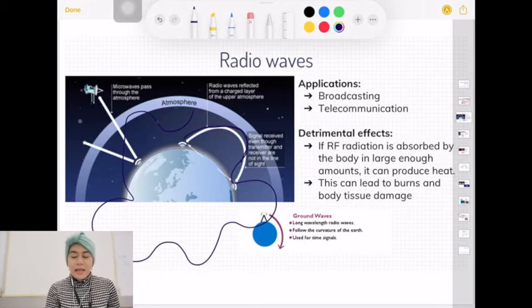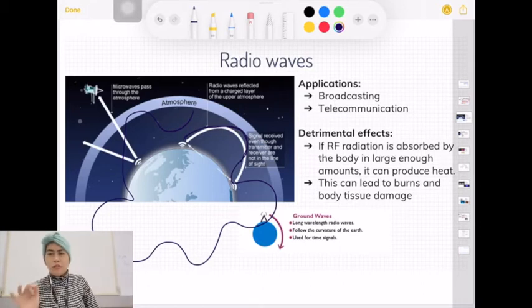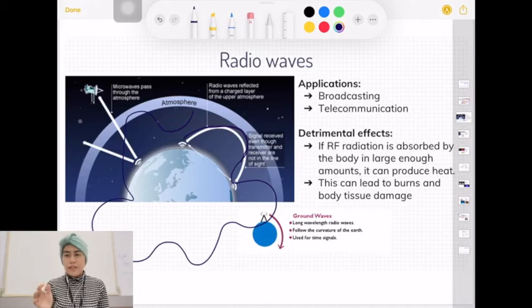Okay, however, although it is the least harmful radiation in the electromagnetic spectrum, if you are able to absorb a large enough amount of this radio frequency wave, then the worst that can happen to you is that you could get a lot of heat from it. Out of all this heat, you might get skin burn, or you might get tissue damage. So that will be the detrimental effects of radio waves. But mostly it's the safest out of all of the waves in the electromagnetic spectrum. Okay.